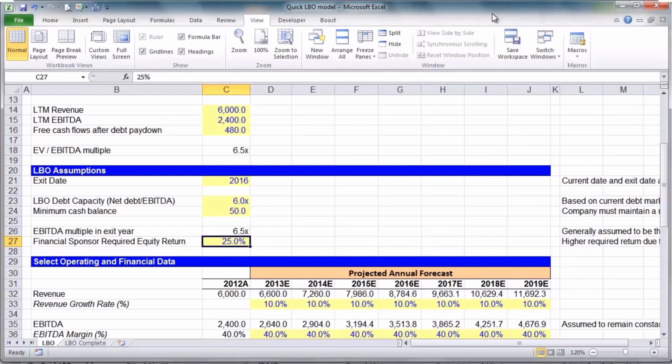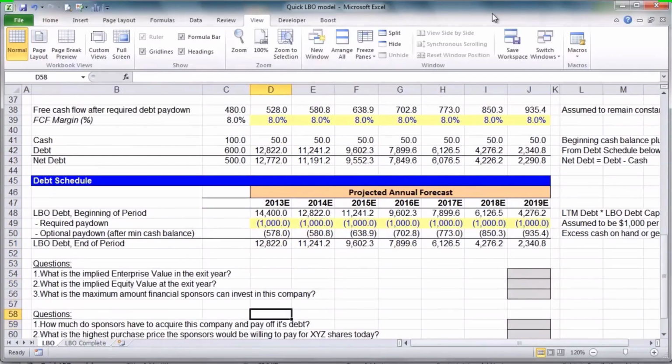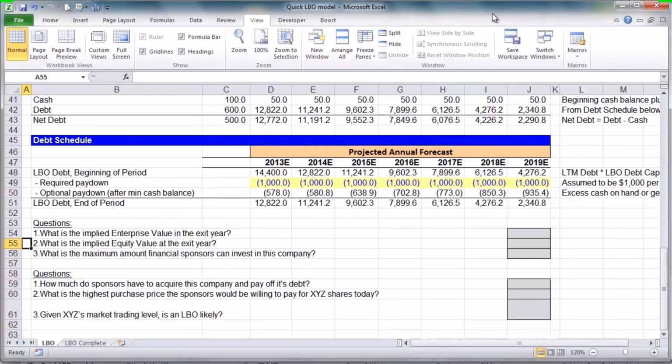That's our IRR. So we built up some abbreviated income statement and cash flow statement information, as well as an abbreviated balance sheet, just cash and debt. So we have our debt schedule. Again, we're going to borrow $14.4 billion to acquire this company. We're going to have to pay down $1 billion each year. That's one of our assumptions. And any excess cash we generate throughout the year, we can use to pay down debt at a faster rate. So we discussed all that in videos 1 and 2.